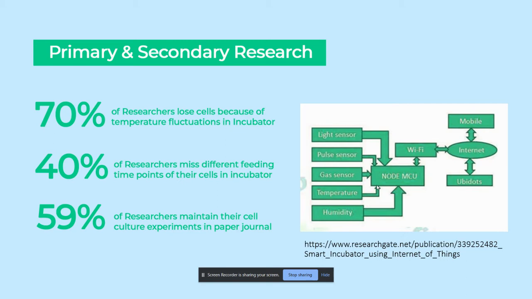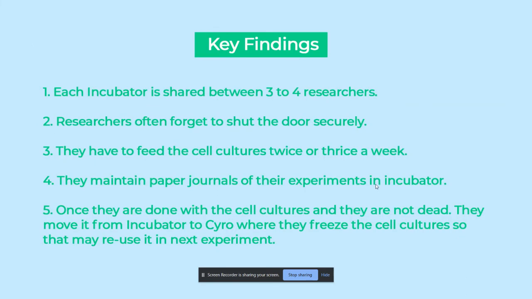Talking about the primary and secondary research, I sent out a survey form to 11 participants who were researchers at McGill University. 70% of them said that they lose their cells because of temperature fluctuations in the incubator. 40% of them accepted that they miss different feeding time points of their cells in the incubator, and 59% of them said that they keep a record of their experiments in a paper journal.